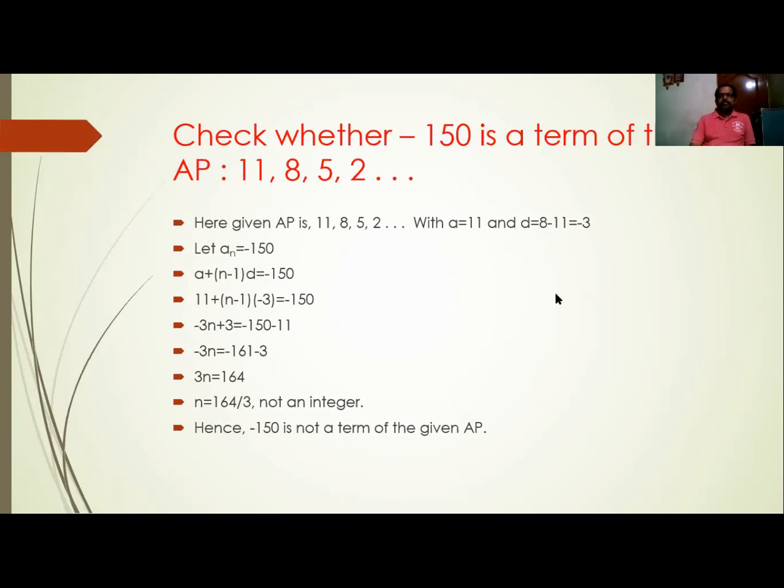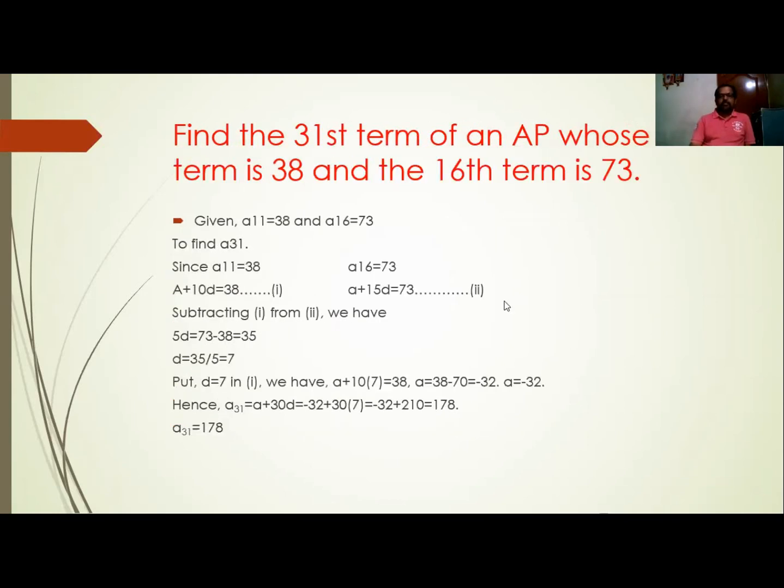Let's move ahead to the next example. The next type of example will ask like this: find the 31st term of an AP whose 11th term is 38 and 16th term is 73. We need to find the 31st term. So A11 is given as 38, the 16th term is 73, meaning A16 is 73. We need to find A31, the 31st term.